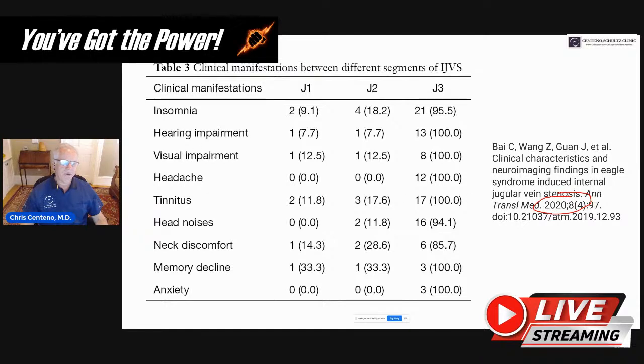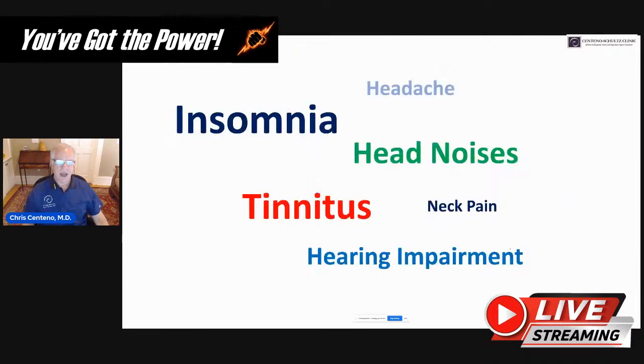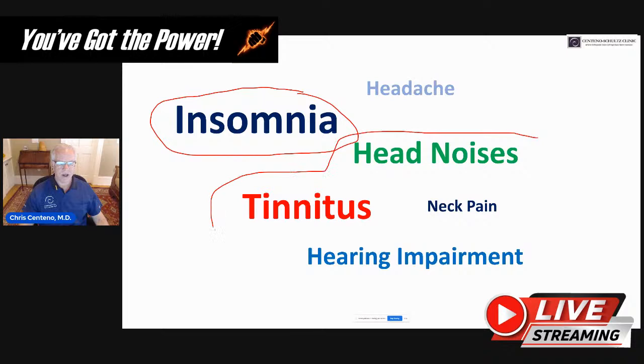And it talks about the main symptoms of patients who presented with internal jugular vein stenosis that were symptomatic. And I've made it a little easier on the eyes again here. And basically what I did is I took all those symptoms and how often they were reported, and I've adjusted the size of the word to represent that. So insomnia was the #1 symptom. Head noises and tinnitus were kind of #2 symptoms. So most patients had these 3 symptoms, or 2 of these 3: insomnia, head noises, tinnitus.